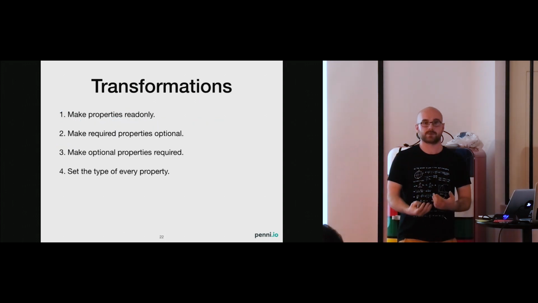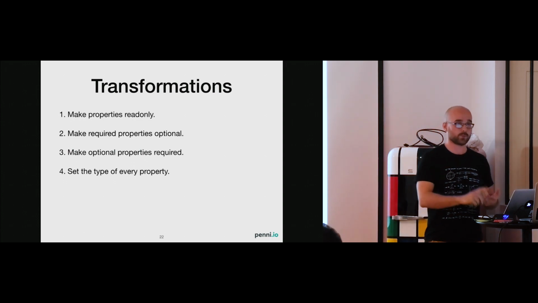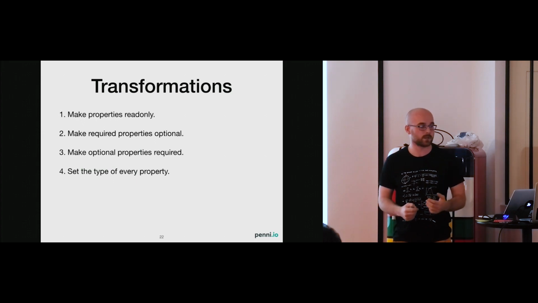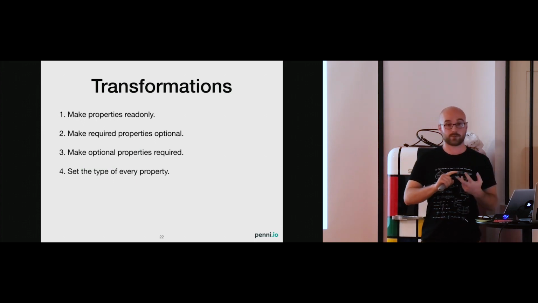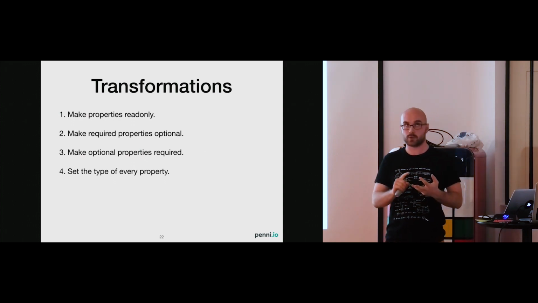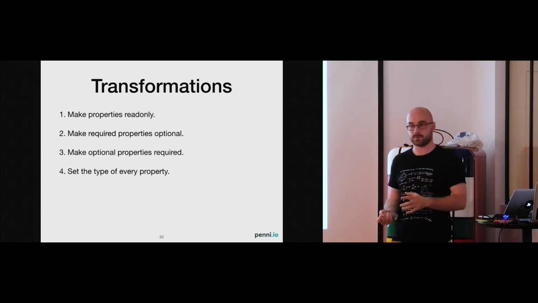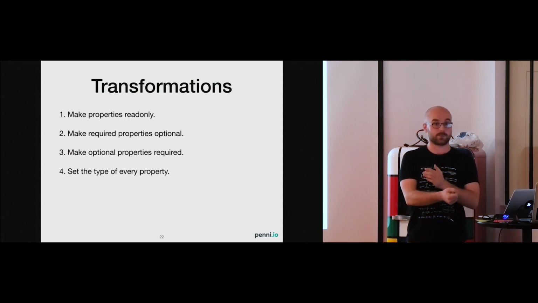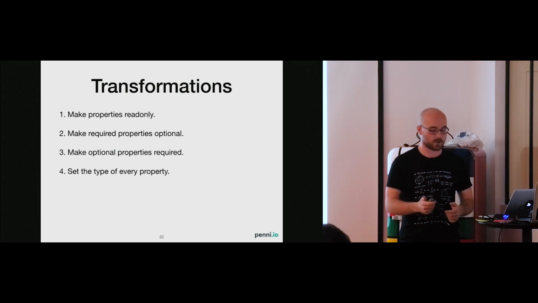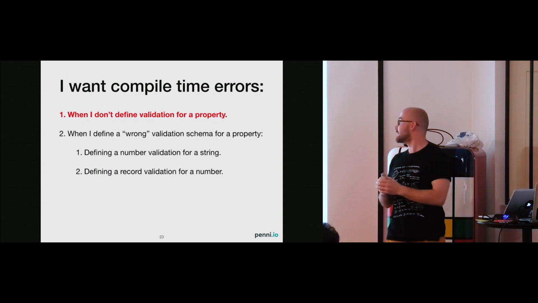In general, map types allow you to do multiple transformations. They are not that important, so I'll run quickly through them. You can make properties read-only, you can make properties required, or make required properties optional, and you can set the type of every property either to something specific or to the original type of the property in the original type. There's a lot of types.